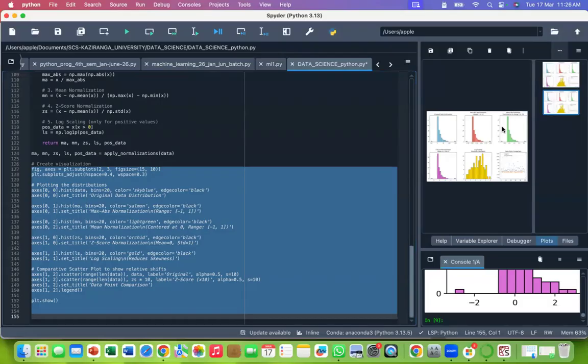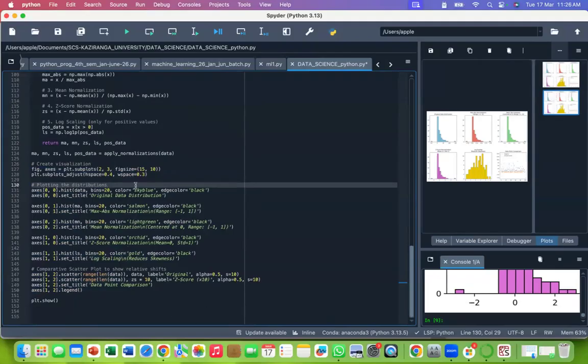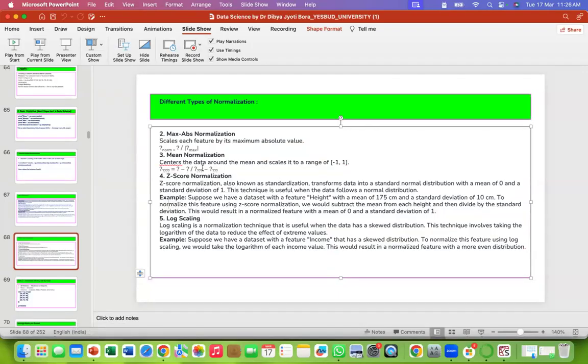Okay. So that image I have already pasted in your group. You please do the practicals here, and then we'll discuss the rest. I hope today's class is clear to you, where we mainly discussed z-score and log scaling, and max abs and mean normalization. It's very simple. Max abs scales the data by its maximum absolute value, and mean normalization centers the data around the mean and scales it to the range of -1 to 1. Z-score is for normal distribution, and log scaling is for skewed distribution.